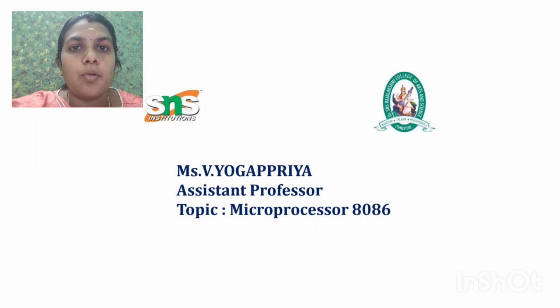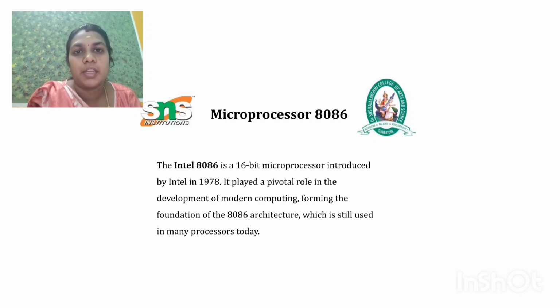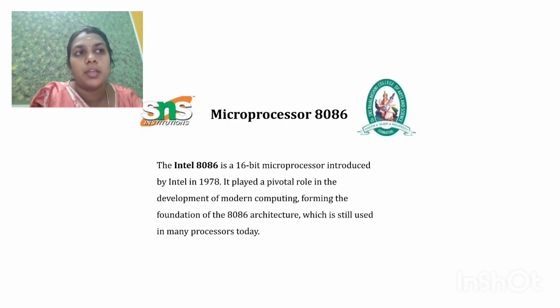So today we are going to discuss the 8086 microprocessor. The Intel 8086 is a 16-bit microprocessor introduced by Intel in 1978. It played a pivotal role in the development of modern computing, forming the foundation of the 8086 architecture, which is still used in many processors today.